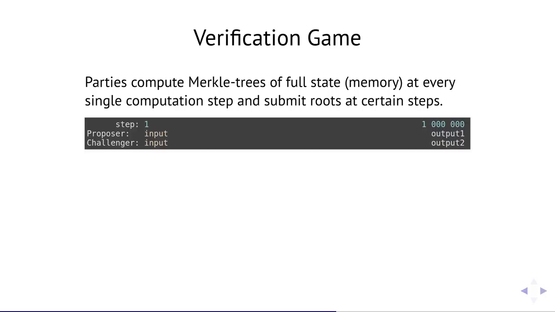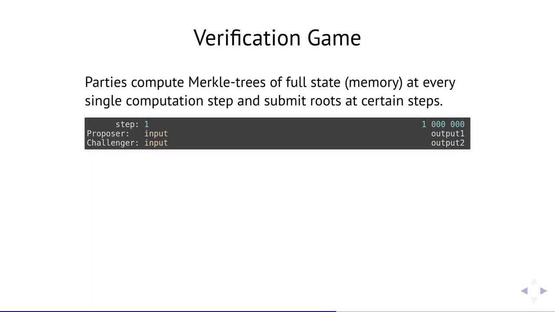So a computation in a sane computation model always consists of some kind of steps. So we have a computation which starts at step one and ends at step 1,000,000. And every single step is quite small, easy to follow. And we have a proposer with an input, a challenger with the same input, but at the end they come up with two different outputs. That's their disagreement. And what they do is they rerun the whole computation while taking a snapshot of memory at every single step, computing a Merkle tree of that snapshot, and storing the Merkle root.